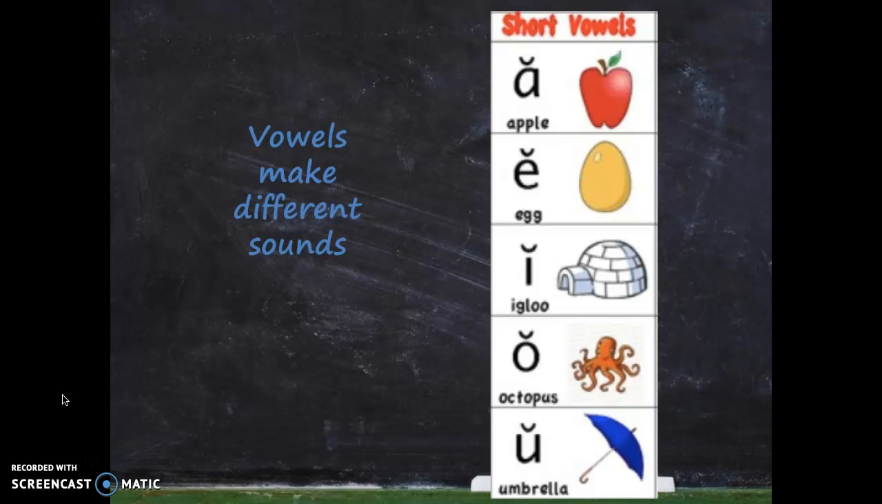It makes the short A sound, as in apple. E makes the sound eh, as in egg. I makes the sound ih, as in igloo. O makes the ah sound, as in octopus. And U makes the uh sound, as in umbrella.